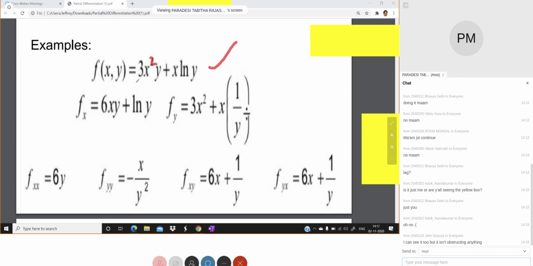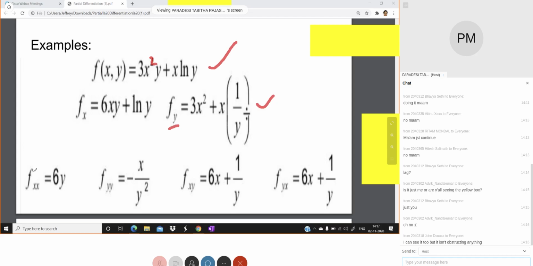When you're differentiating with respect to x, it is 6x into y, and this log y comes as it is, derivative of x is 1. When you're doing with respect to y, 3x square is a constant and derivative of y is 1. And x log y, x is a constant and derivative of log y is 1 by y, which we've done in the previous slide also.